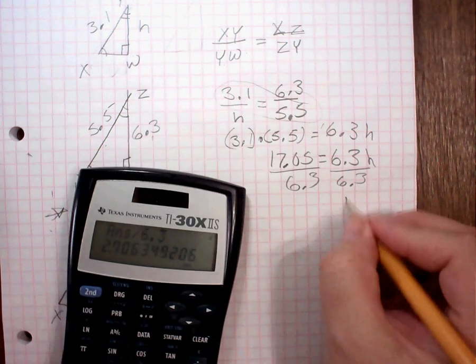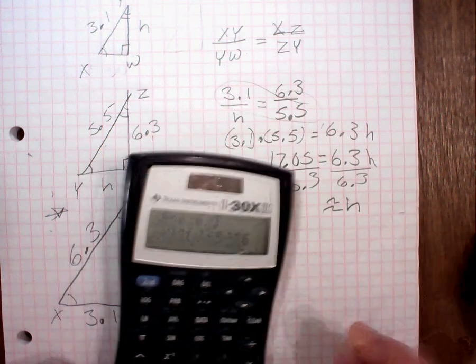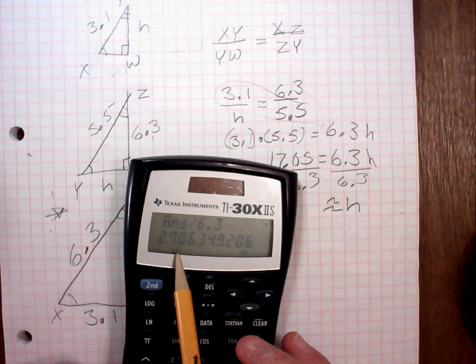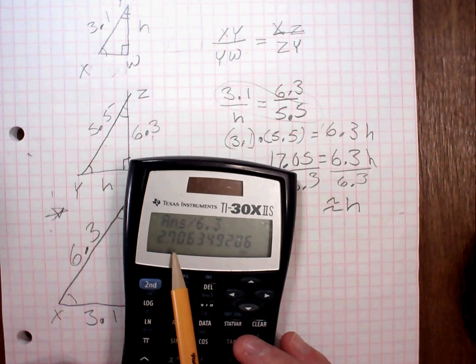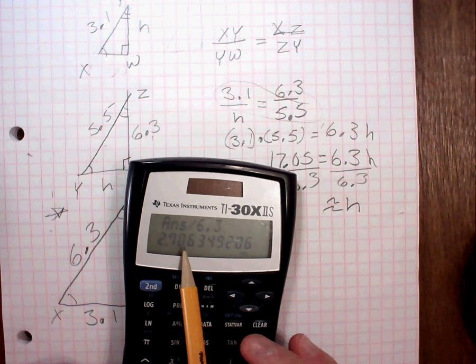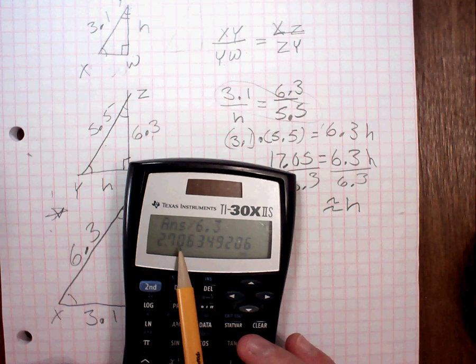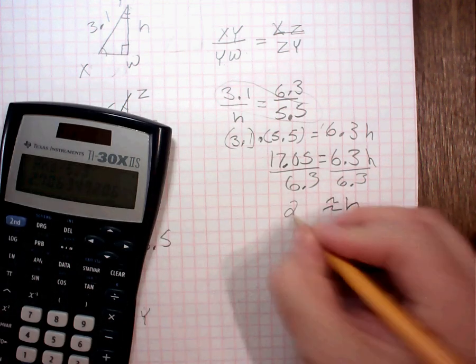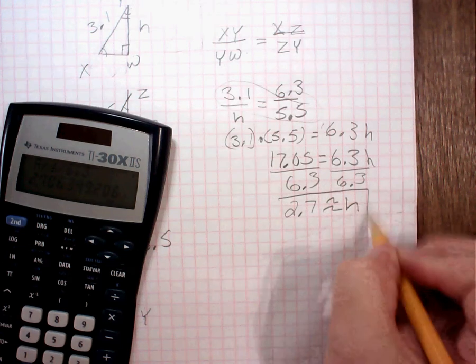So H then is approximately, I'm going to round to the nearest tenth. So I've got a 7 here, which is in the tenths spot. To round to the tenths, I've got to look at the digit to the right of that. If it's 4 or lower, then I'm going to round down. If it's 5 or higher, then I round up. So this one means I'm going to round down to 2.7. And that's the answer.